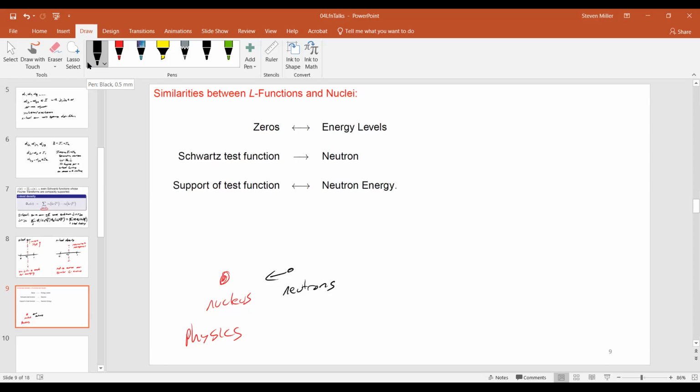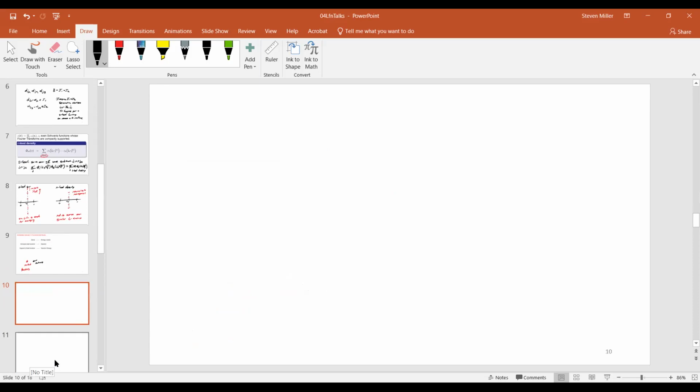And then the restriction of we can only shoot neutrons of a given energy level becomes we can only do the calculations if the Fourier transform has a certain support. You may have actually seen something similar to this.